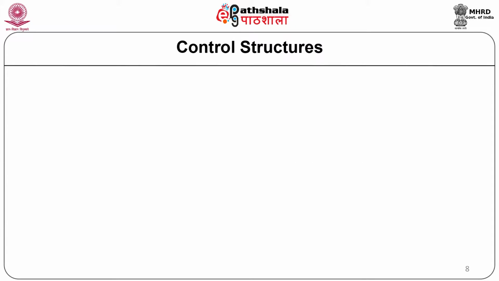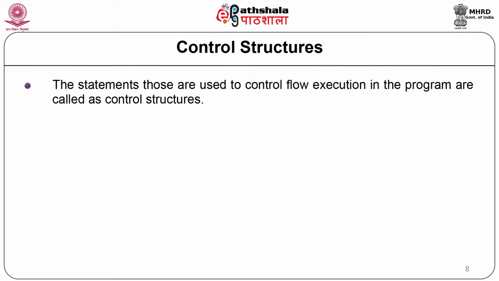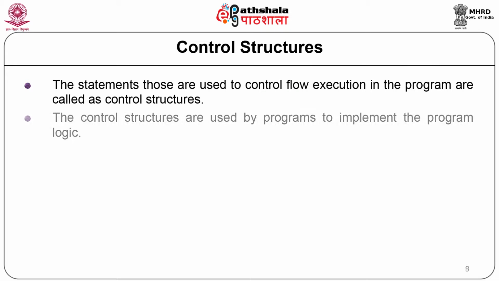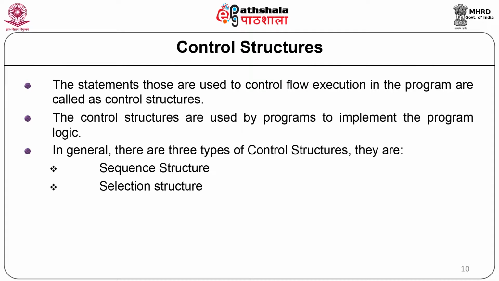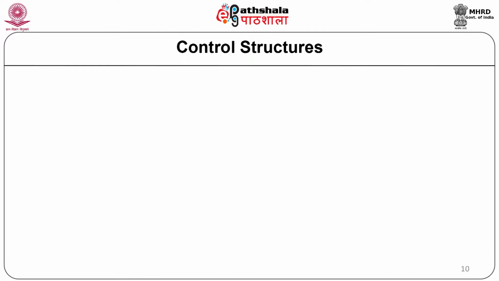Now let us see what control structures are. The statements that are used to control the flow of execution in the program are called control structures. The control structures are used by programs to implement the program logic. In general, there are three types of control structures: sequence structure, selection structure and loop structure. Now let us see each one of them in detail.